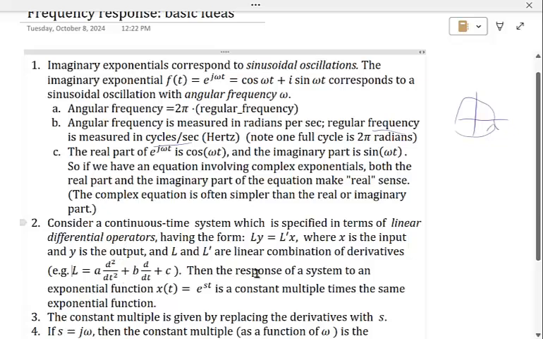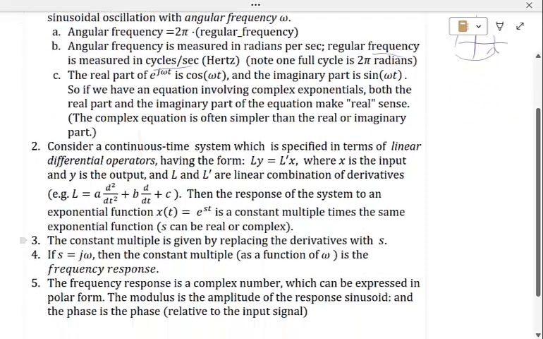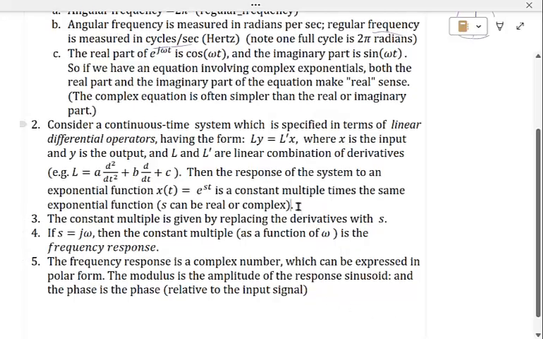Then the response of the system to an exponential function x of t equals e to the st is a constant multiple times the same exponential function. Now, s could be real or complex. It doesn't matter. That's the wonderful thing about complex numbers, it puts the real and the imaginary on the same footing. And the math still works. And like I said, at the end of the day, you still have a complex equation. You can take the real part, and it makes real sense.